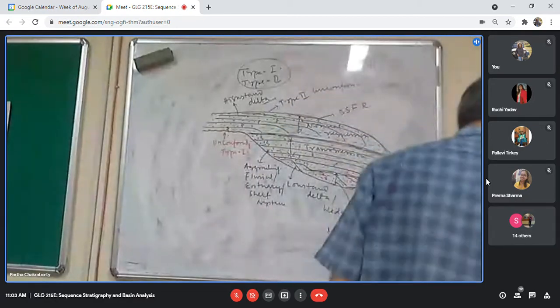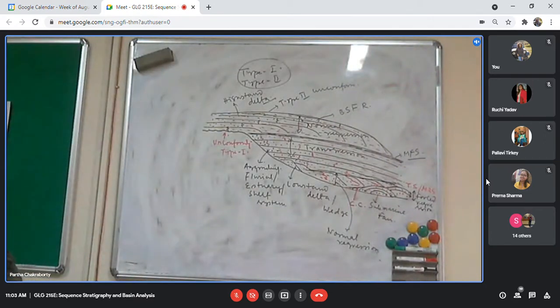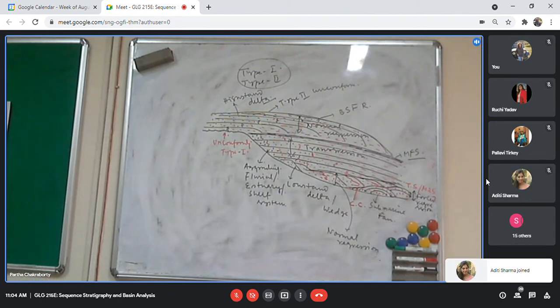You please draw this diagram first. Today's class will be ending with the discussion of this diagram. Please let me know when the drawing is complete.